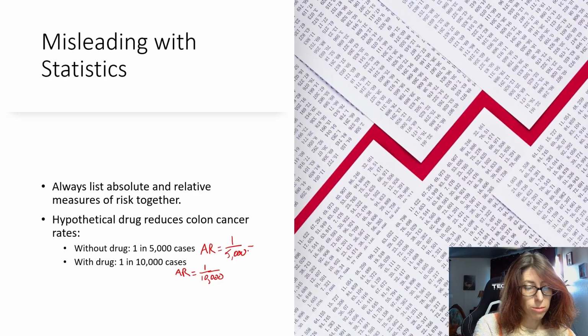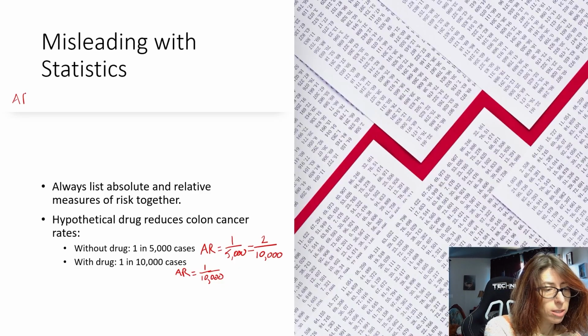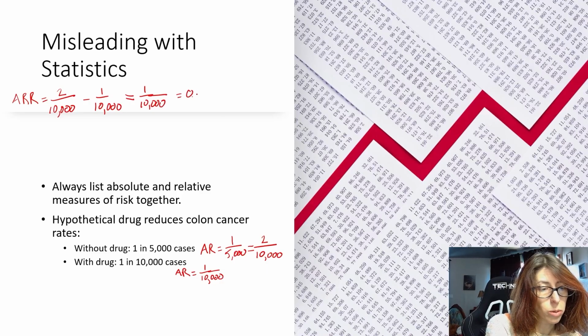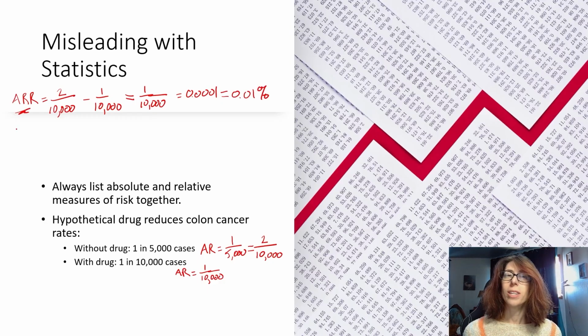All right, so 1 in 5,000 is the same thing as 2 in 10,000. So ARR will equal 2 in 10,000 minus 1 in 10,000, which equals 1 in 10,000, which equals 0.0001, which equals 0.01%. So what is the number needed to treat to prevent colon cancer?